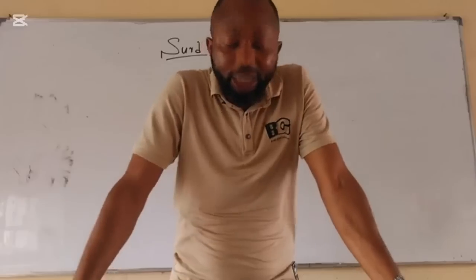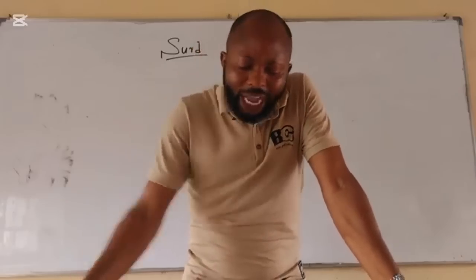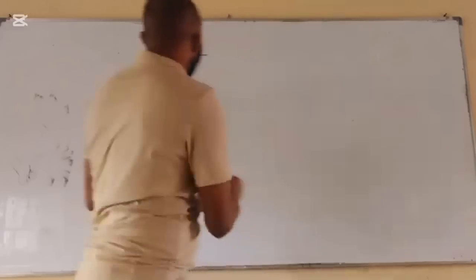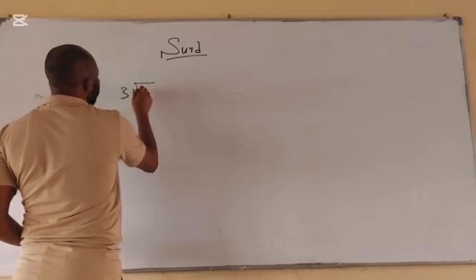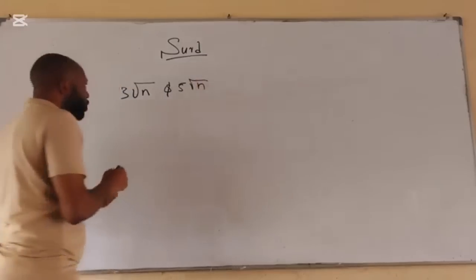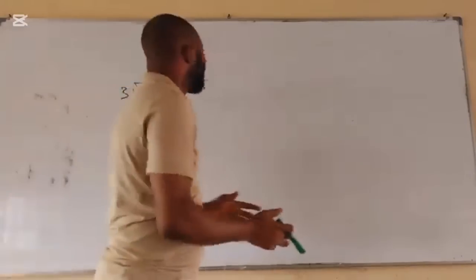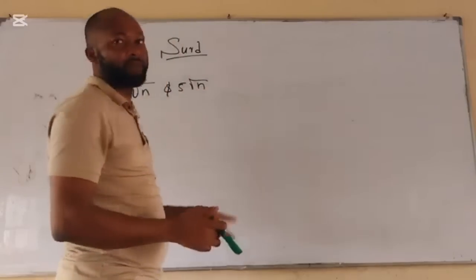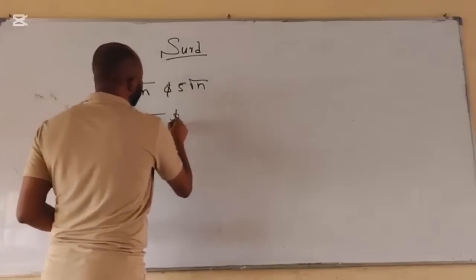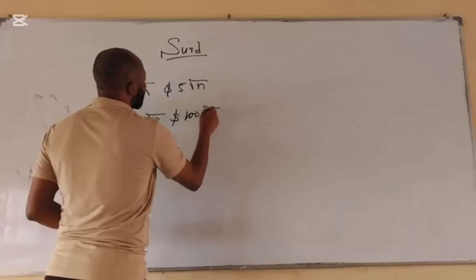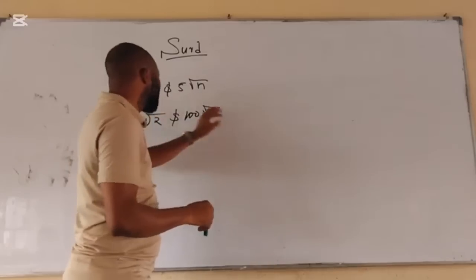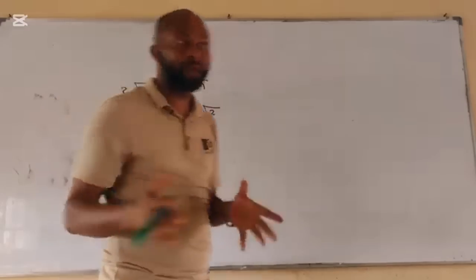Okay, now we look at similar surds. Surds are similar if their irrational parts contain the same numeral. Let's take, for example, 3 root n and 5 root n. These two surds are similar. Why? Because the variables inside the root are the same. If I have 19 root 2 and 100 root 2, these two surds are similar because they have variables inside the root that are the same.